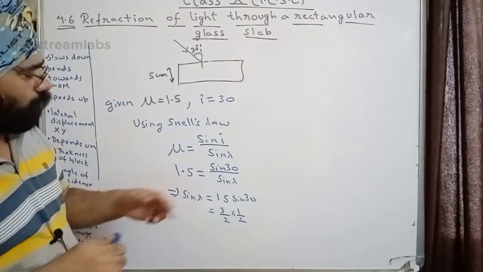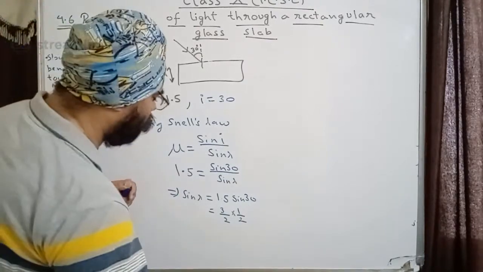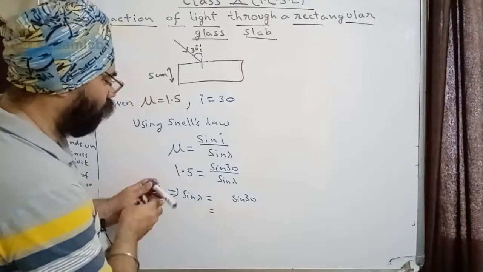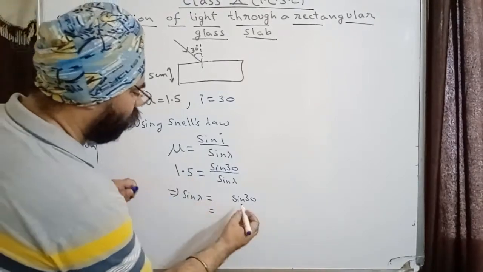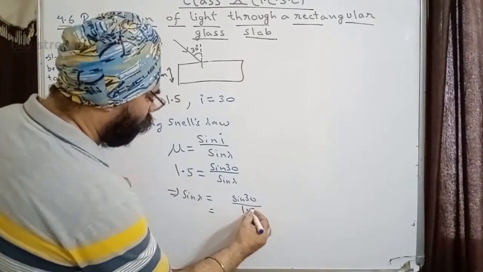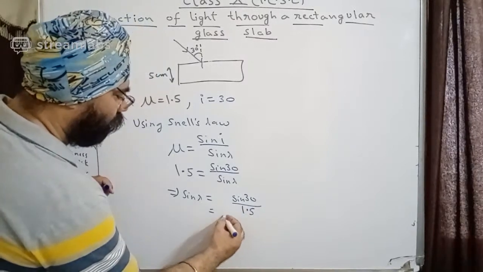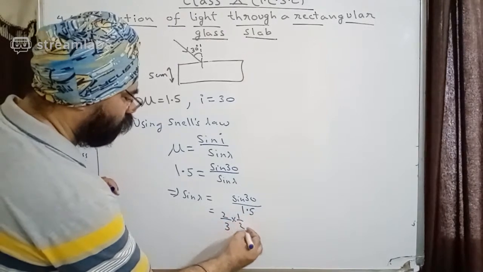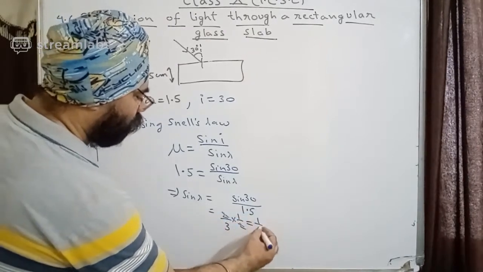Oops, sorry. This should have been divided by 1.5. I'm so sorry, I got it wrong. It goes to the denominator, so it should have been sin 30 by 1.5. Okay, so I can write it 2/3 into 1/2. So this cancels. So it's equal to 1/3.